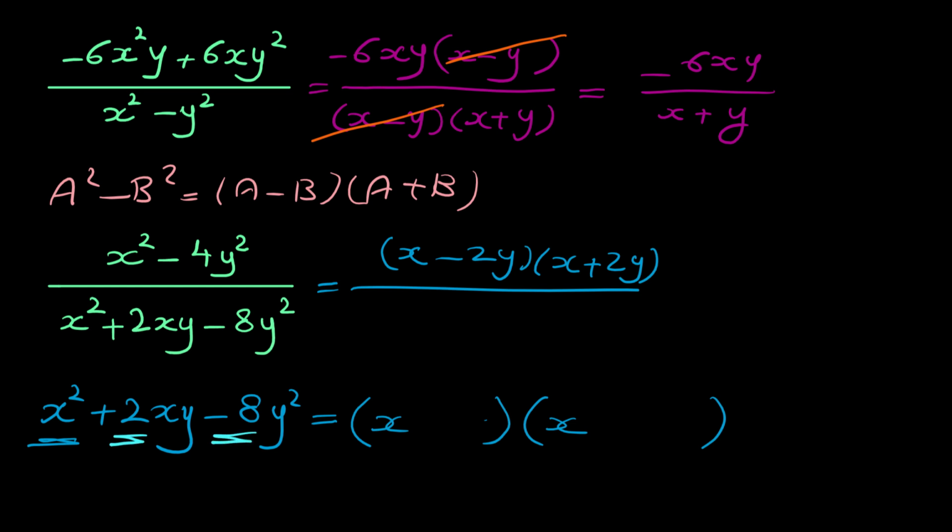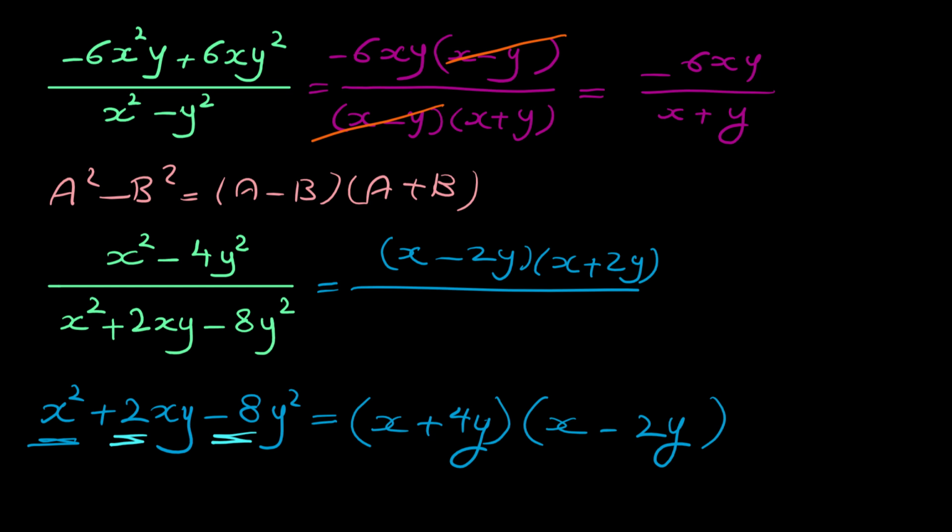Again, we are looking for two numbers that their product is negative 8 and their sum is 2. What are the two numbers that their product is negative 8 and their sum is 2? Those numbers are 4 and negative 2. So we have x plus 4, x minus 2. But we know that we have y here and y to the 2 here. So the factored form would be x plus 4y times x minus 2y.